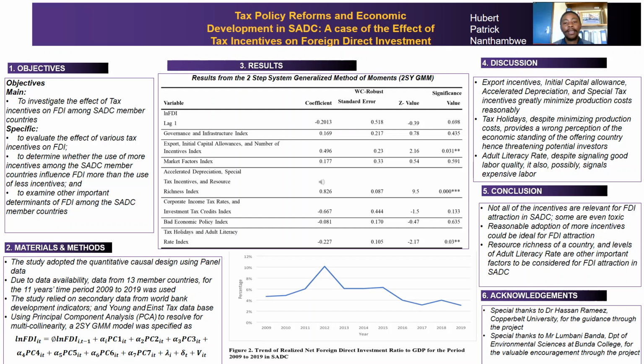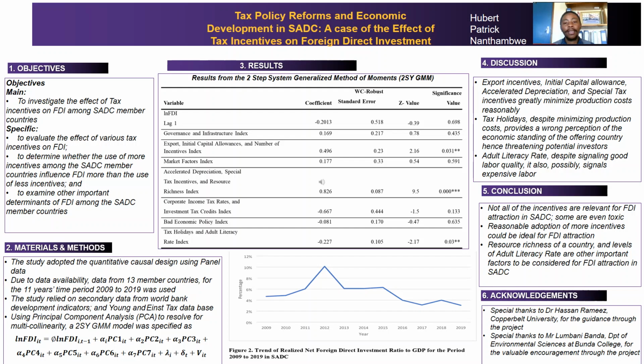Looking at the empirical results from the two-step system generalized method of moments, we found that only 4 tax incentives out of all the 7 tax incentives in the SADC Memorandum of Understanding are effective towards stimulating foreign investment in the region. These tax incentives are export incentives, initial capital allowances, accelerated depreciation, and special tax incentives.